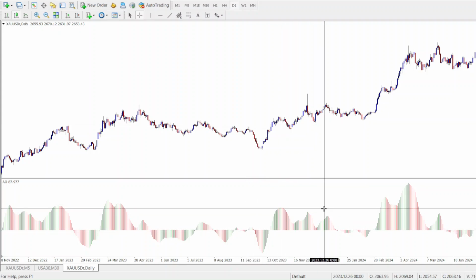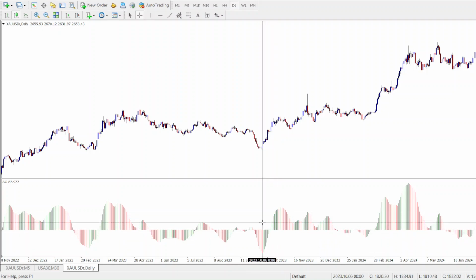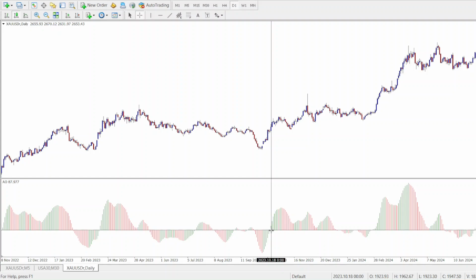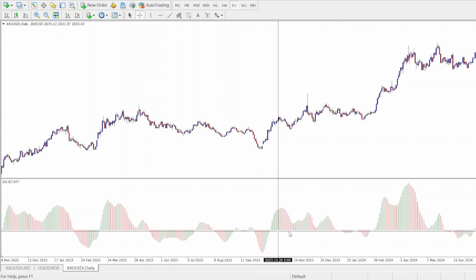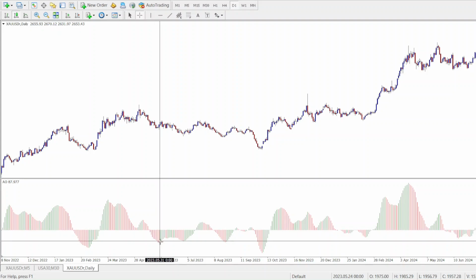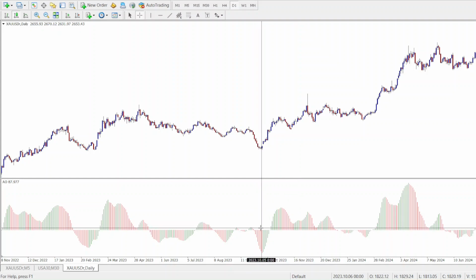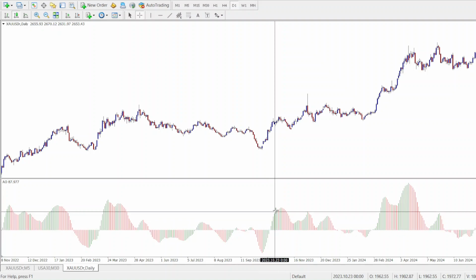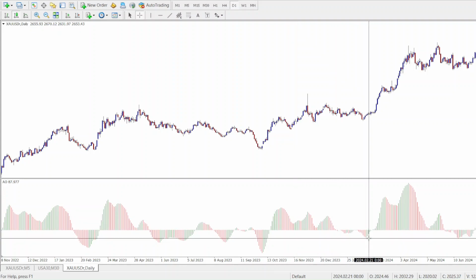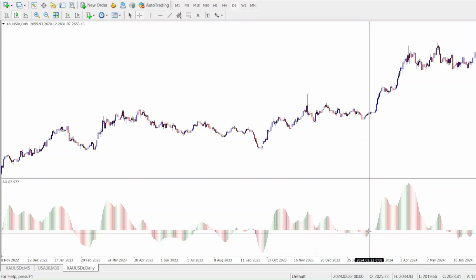So basically that is how the Awesome Oscillator gives signals, how it gives buy signals above the zero level and how it gives sell signals below the zero level. For buy signals, it has to be green lines formed above the zero level. For sell signals, it has to be red lines formed below the zero level. Then as for your exit, it's just a reverse. If you find a red line forming after a bullish signal, then that is a sign to exit your buy trade. Then for a sell trade, when you find the green line forming after the sell signal, then that is a sign to exit your sell trade.